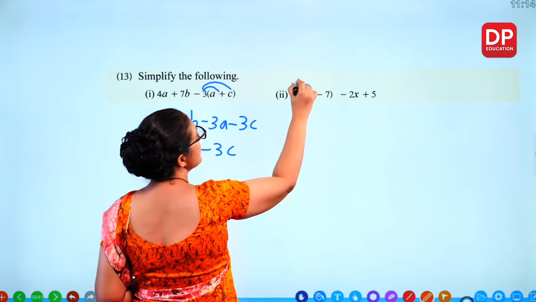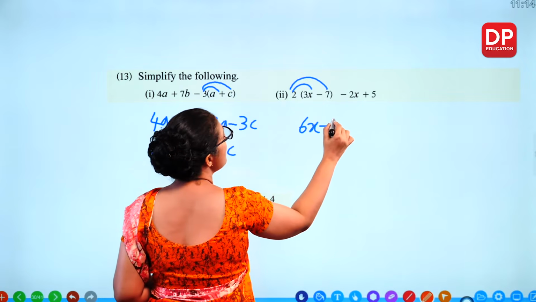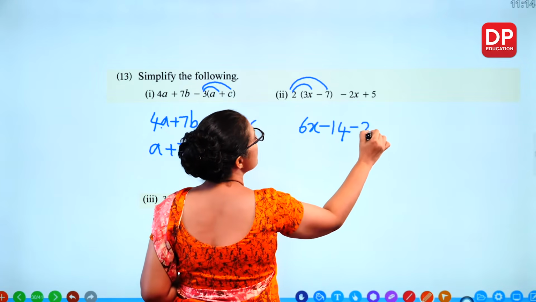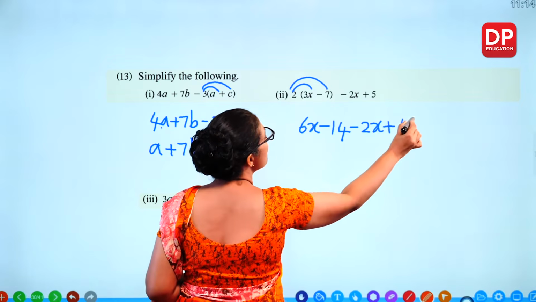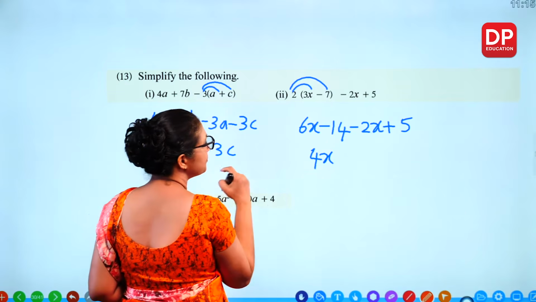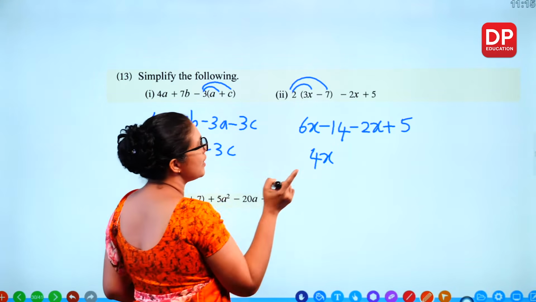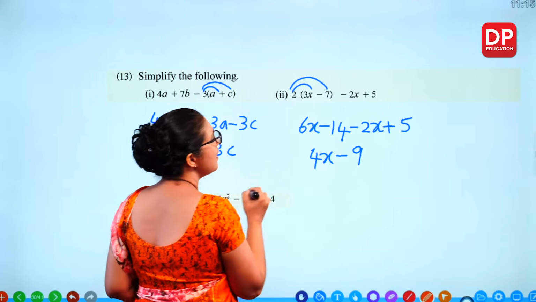Here expand. 2 times 3, 6x. 2 times minus 7, minus 14. Minus 2x and plus 5. 6x and 2x, you get 4x. Minus 14 and plus 5. So you get minus 9.